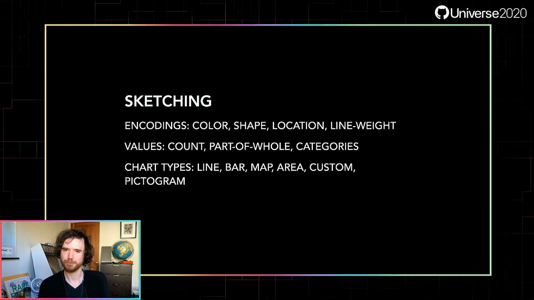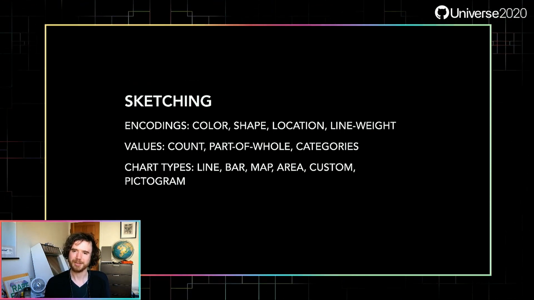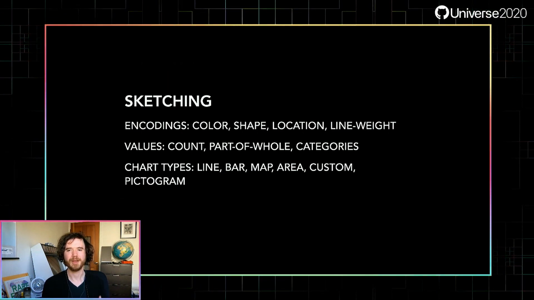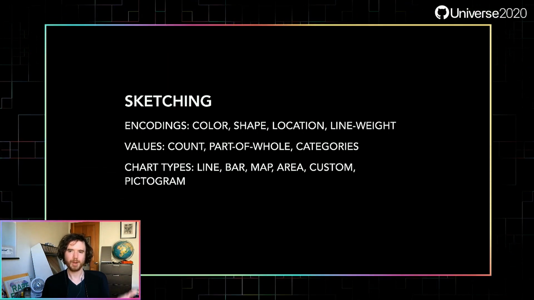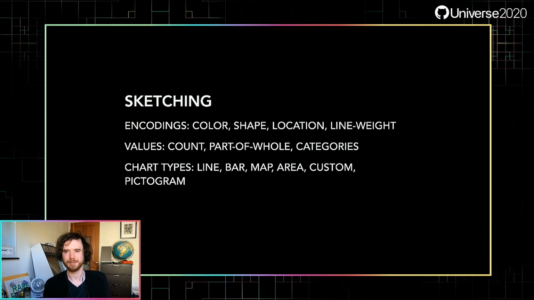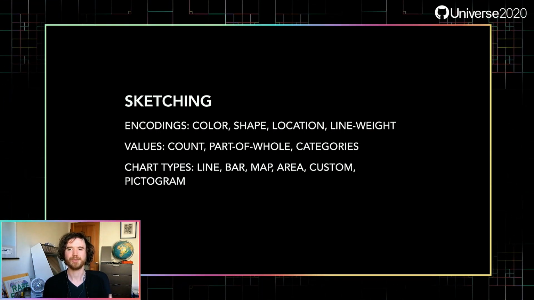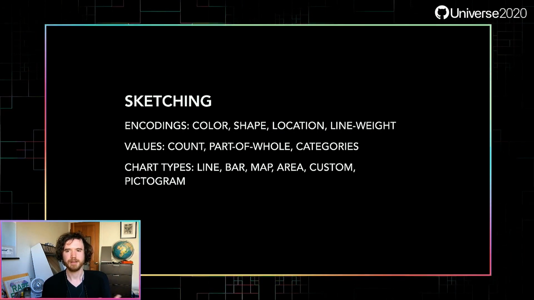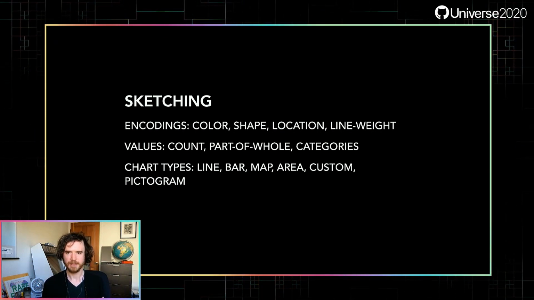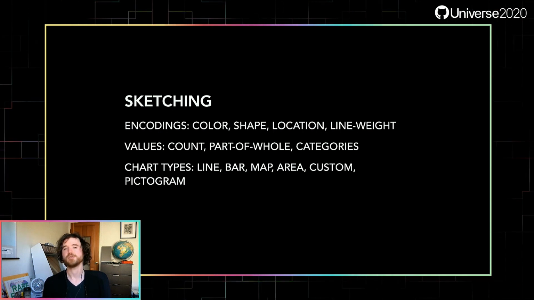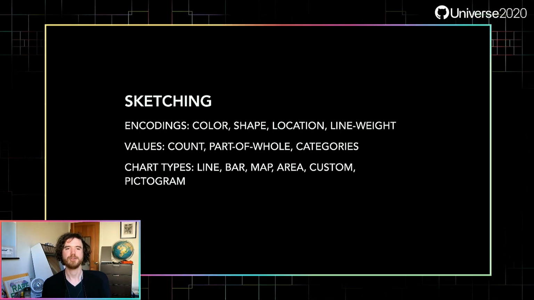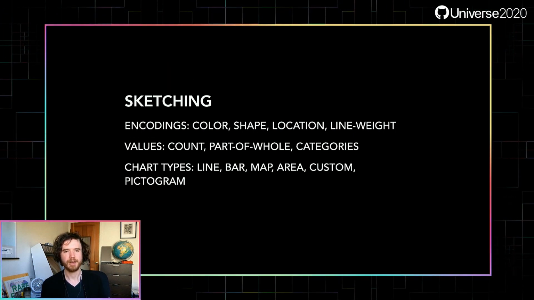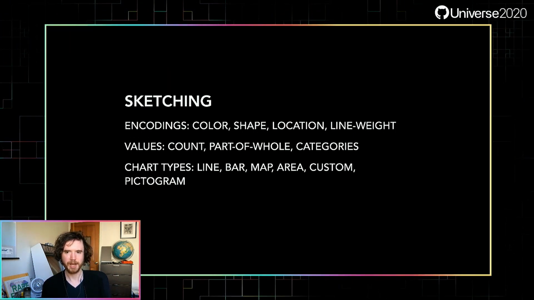And so there's all sorts of ways to encode your data as well. So these are obviously not comprehensive examples, but just keep in mind, color can be used for all sorts of things. You can use shapes, symbols, locations, like on a map or within a scatter plot, line weight. And then, there's also different kinds of values you can show, right? You can show raw counts. You can show the share of a whole that something contributes, and other ways of comparing categories.